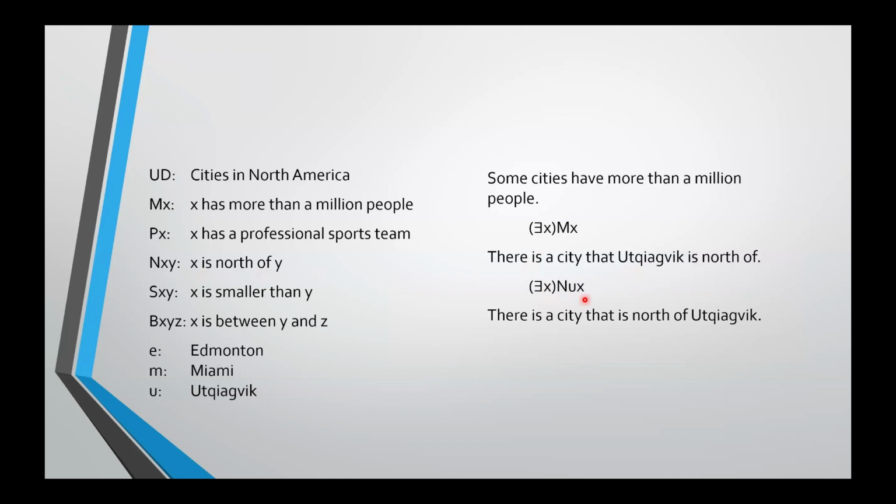In predicates. So there is a city that is north of Utqiagvik. This is going to be the same thing, except we're reversing the order of these. So it becomes there is an X such that X is north of Utqiagvik. And this is false, actually. Utqiagvik is the city in North America that is the furthest north. It's actually further north than Iqaluit.